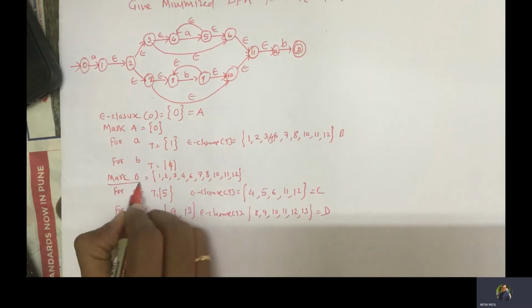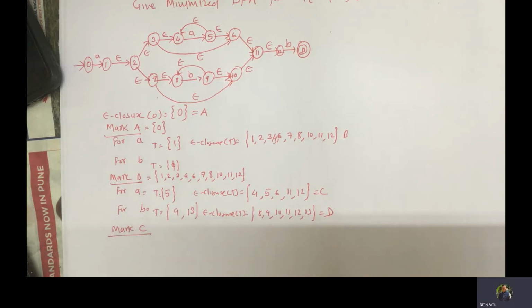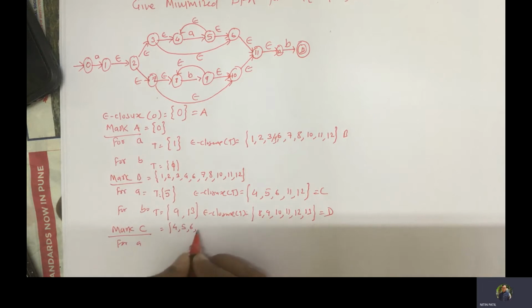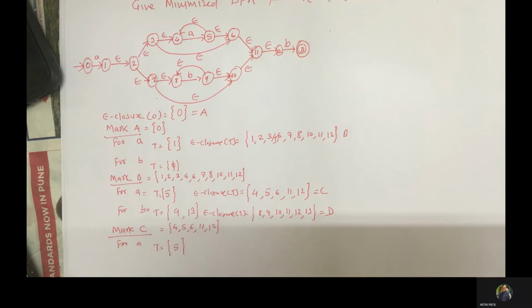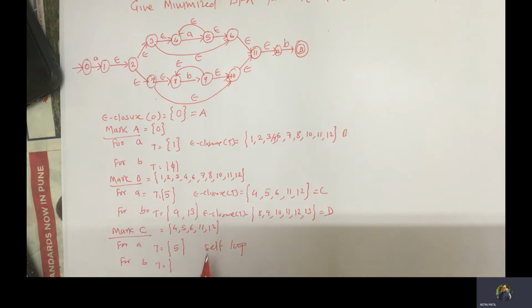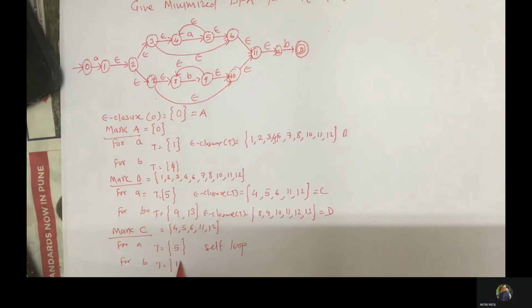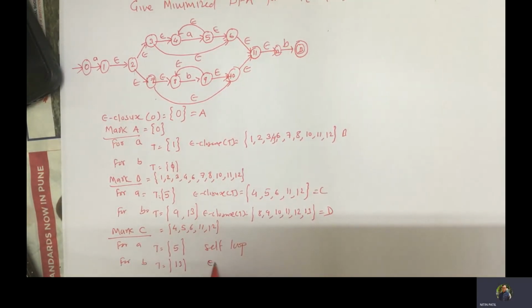Correct. Now we already marked A and B. Mark C. For A, this is 4, 5, 6, 11, 12. For A, T is 5, correct, and there is nothing else, so this is a self loop. And for B, T: if we see 4, 5, 6, 11, 12, we have only 13. The epsilon closure of T is 13. So that's why it is E.